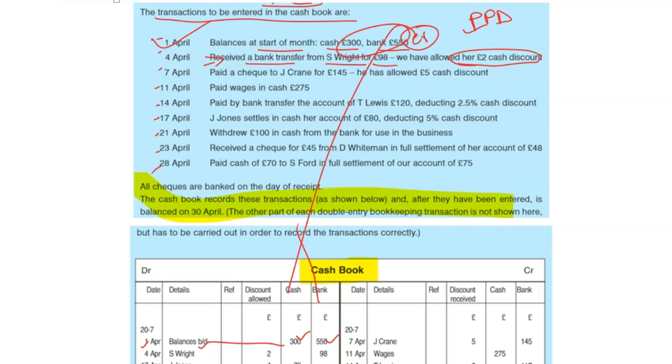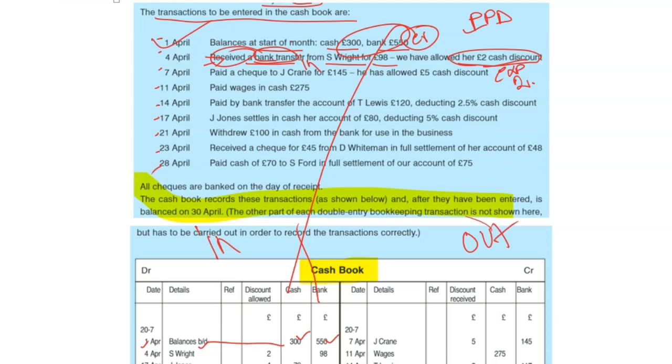So discount allowed is an expense. Discount allowed is an expense. Expenses are debit. Expense debit, and your SL, sales ledger or individual ledger, is going to be credit. So this is the money in. Received means money in. And cash or bank? Tell me. Bank, money in. So go to the debit side. We said money in means debit side.